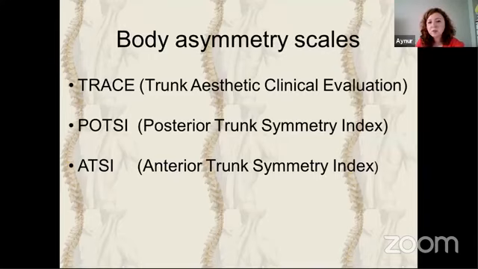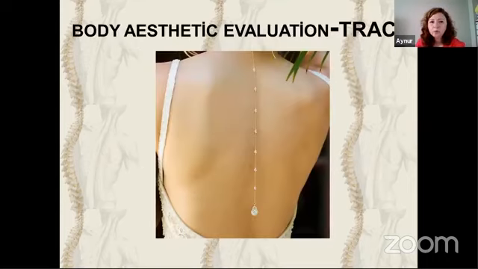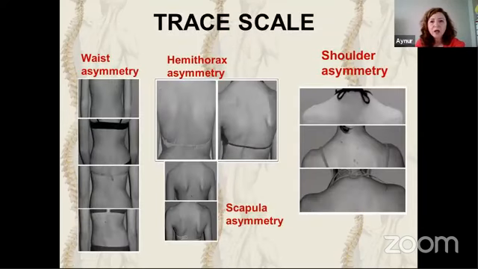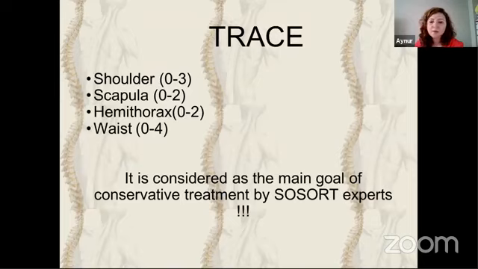Body asymmetry scales, we use trunk aesthetic clinical evaluation, the most one. Posterior trunk symmetry index and anterior trunk symmetry index are for academic reasons. We look for the body aesthetic evaluation. We look at the patient from the dorsal side. We look for waist asymmetry, hemithorax asymmetry, scapula asymmetry, and shoulder asymmetry. It is considered the main goal of conservative treatment by spine experts.